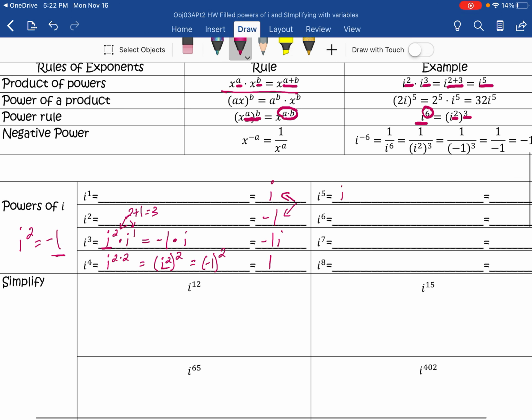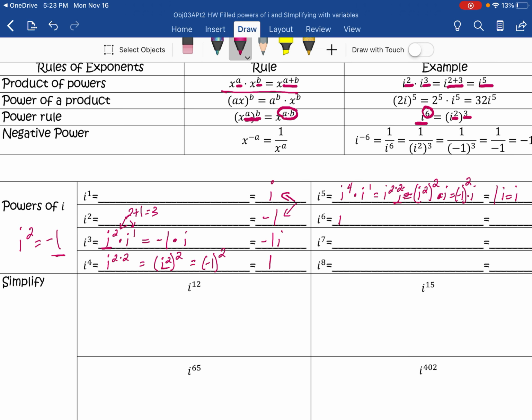i to the fifth power. Well, I want an even power, and because I know what i squared is, that's going to be the same thing as i to the fourth power times i to the first power. I know i to the fourth power is i to the 2 times 2, which is the same thing as i squared to the second power, times our i, can't forget our i right here, which is the same thing as (-1) squared times i, which is just plain 1i, or just plain i.